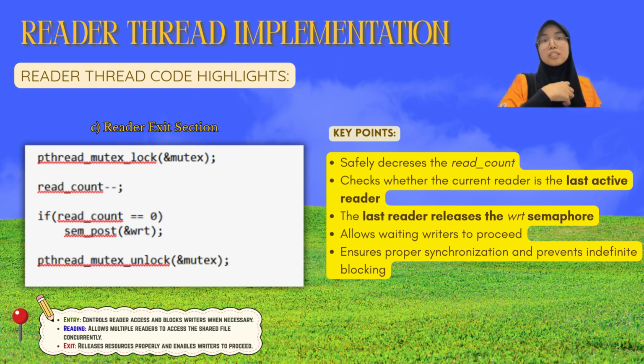So to summarize my section, the reader thread is built around three phases: entry, where it controls access and protects writers from being cut off; reading, where multiple readers work concurrently on the shared file; and exit, where it properly releases resources so the system keeps running smoothly. The synchronization mechanisms, the mutex, the WRT semaphore, and the queue semaphore, all work together to make sure students can read freely, but never at the expense of data integrity. That's the beauty of the readers-writers solution. Next, we will move to the next presenter.